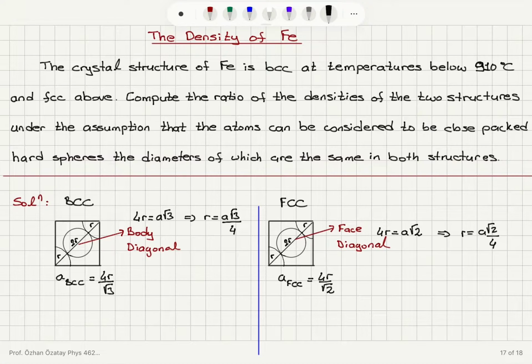The density of iron. The crystal structure of iron is body-centered cubic at temperatures below 910 degrees C and face-centered cubic above. Compute the ratio of the densities of the two structures under the assumption that the atoms can be considered to be close-packed hard spheres, the diameters of which are the same in both structures.